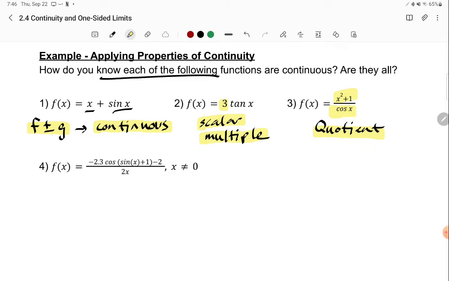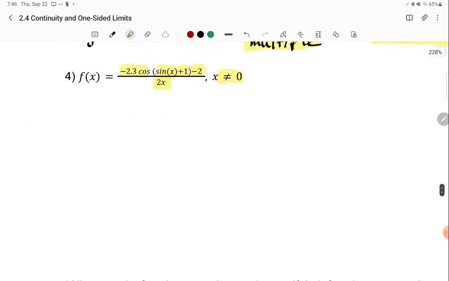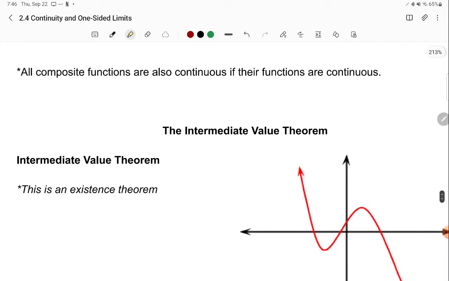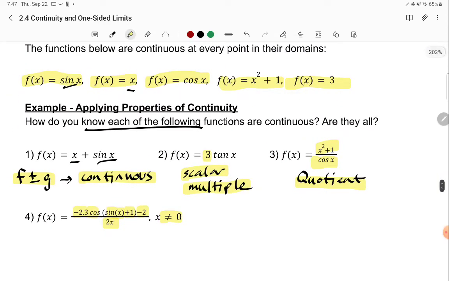The problem is number 4. Yes, it looks like, if you look in here, scalar multiple there, function plus 1, then the function minus 2 divided by another function we know to be continuous when x is not equal to 0. It all looks fine. However, inside your cosine, you have a sine of x plus 1. That's a composite function. We haven't talked about composite functions yet. So down here, it says all composite functions are also continuous if their other functions are continuous. So if you look up here, we know that cosine is continuous. We know that sine is continuous.